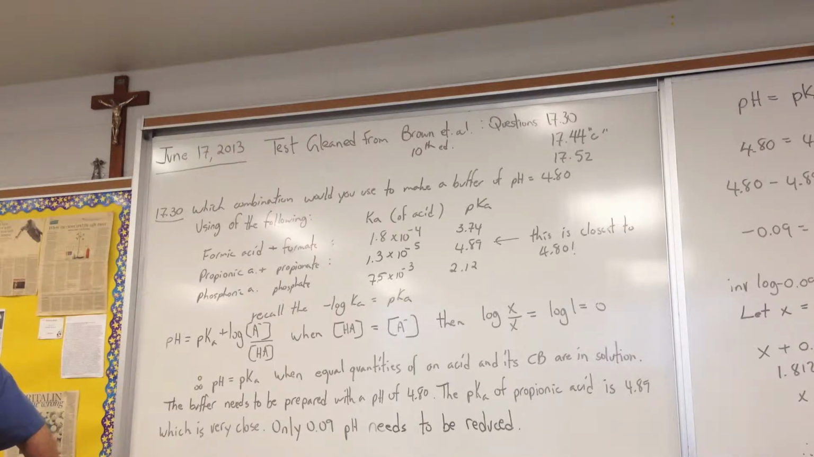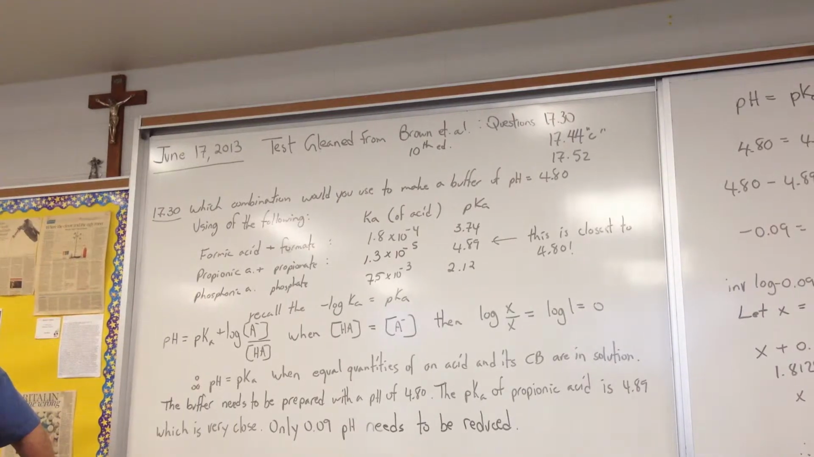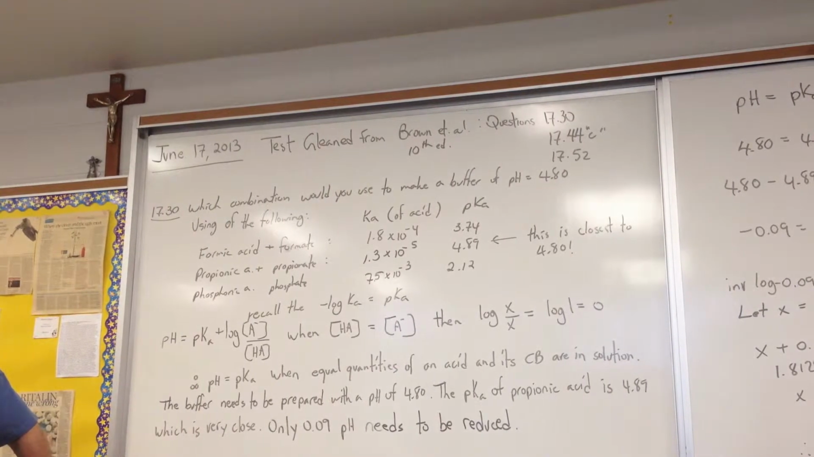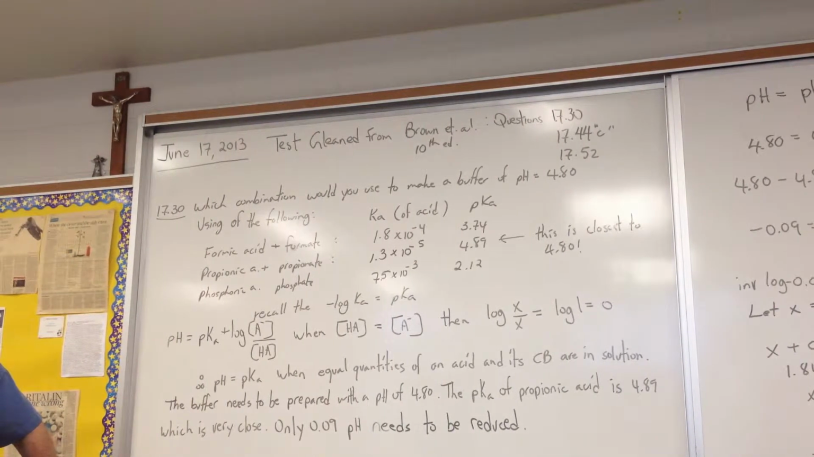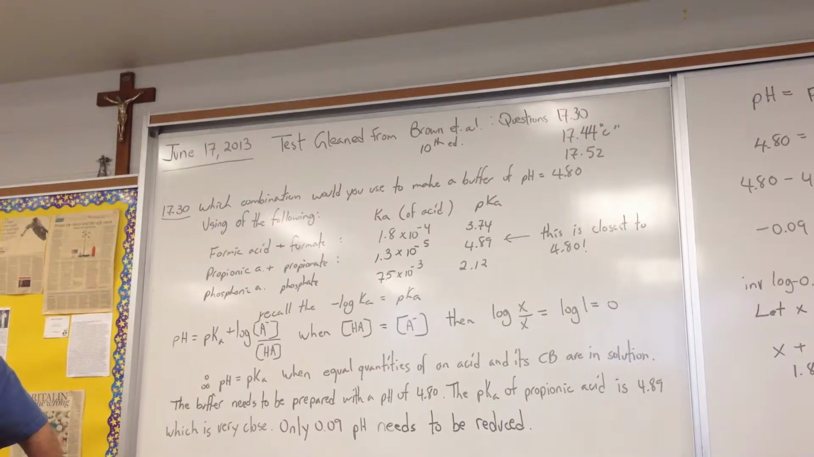The first question, and I paraphrase, is what combination of acid and its conjugate base would you use to make a buffer of pH 4.8? The selection of acids that you have is formic acid, propionic acid, and phosphoric acid. And I've listed the Ka for each one of the respective acids.